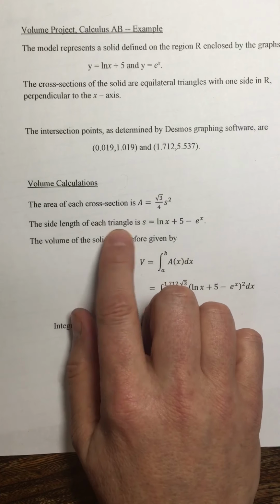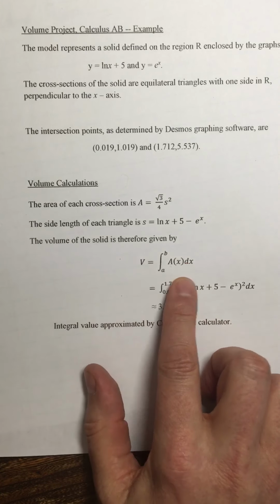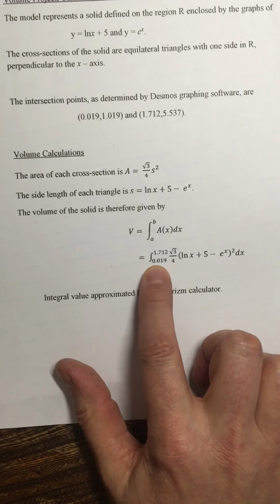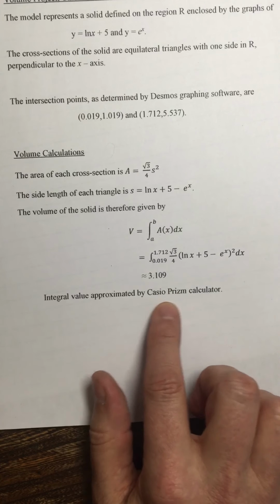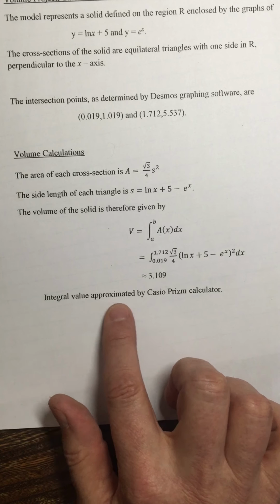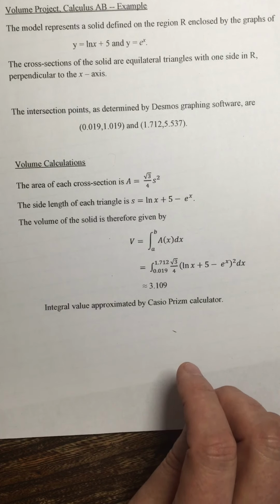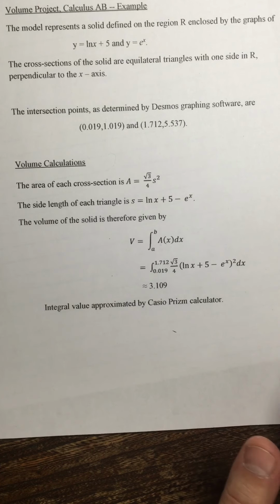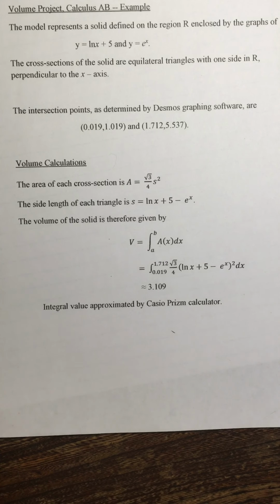Okay. I wrote in here what the side length of each triangle is, and then I gave the volume as an integral. I stated the integral in complete form here, and then I just gave the value. I calculated it on my Casio, so I said integral value approximated by Casio Prism calculator. Just say what you used to approximate it. You do not have to do the integral by hand. You could get ones that could be done by hand. This would be impossible to do by hand. I can't think of any way how you would do that. All right, so that's basically what's required on the project.